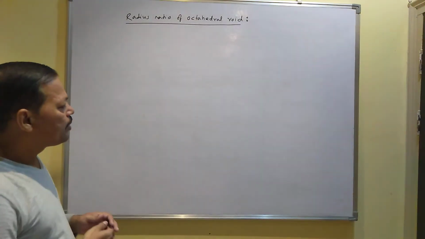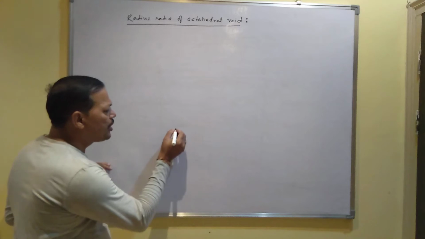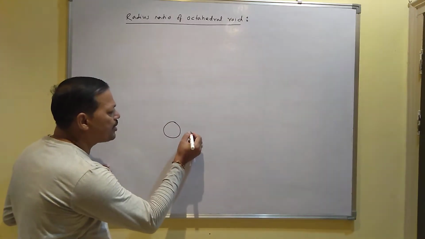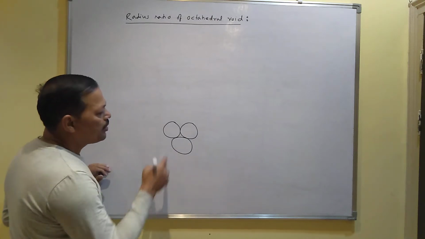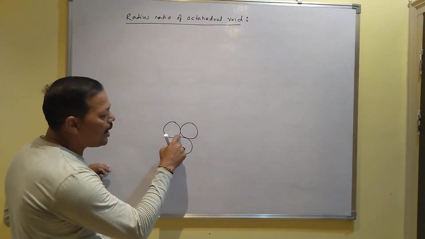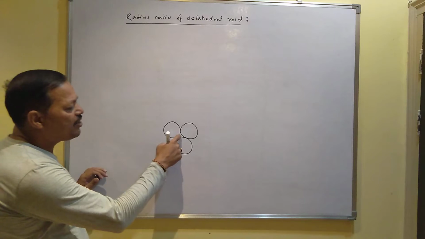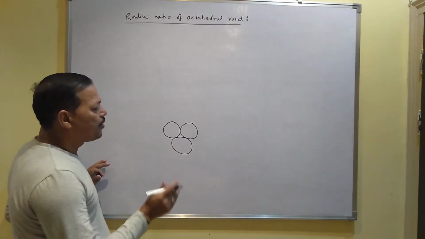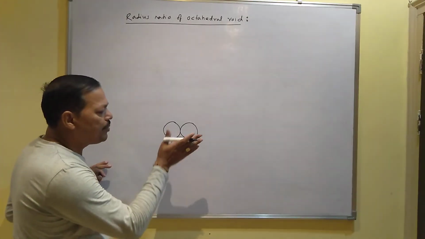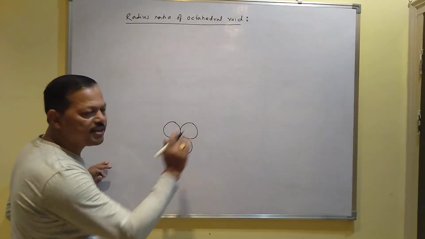Now, suppose this is one layer of particles. These are the marble-like particles, these are the atoms. This type of gap is called a void. It's a triangular void. These triangular voids are your ordinary voids. So this is one layer of particles, I mean 3 particles are present in the first layer.